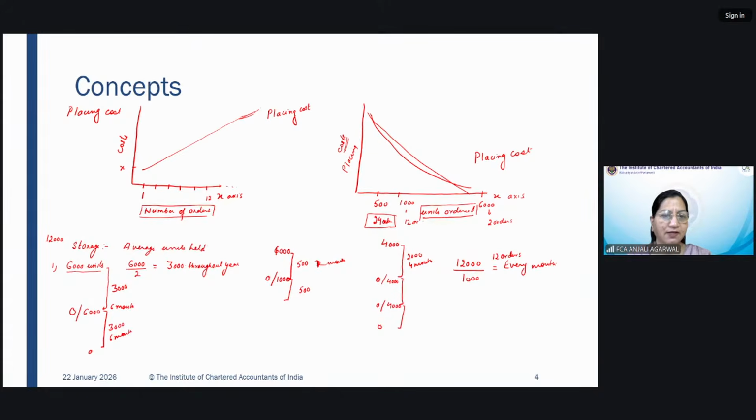So average units held is always Q by 2, half of the units ordered. One important point here is we are not talking about safety stock, which we will carry throughout the period. So it is that storage which we are ordering and using. It's not the buffer. So if you have kept 2,000 rupees somewhere in your pocket for emergency, that will not be average. That will be kept throughout. So we'll talk about this concept further again.